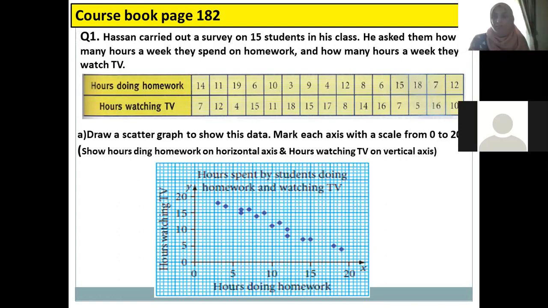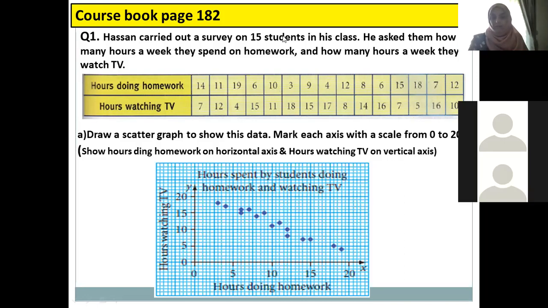Who can tell me, in general, what kind of correlation we have? And give me a good reason. The scatter graph is in front of you. Check the hours doing homework and the hours they are watching TV. Check the correlation between them and tell me what kind of correlation we have. We might have positive, negative, or no correlation. Faris? We have a negative correlation. Can you give me an explanation? As the hours of homework increase, the hours watching TV decrease.